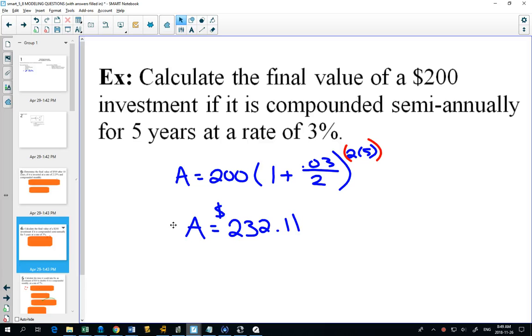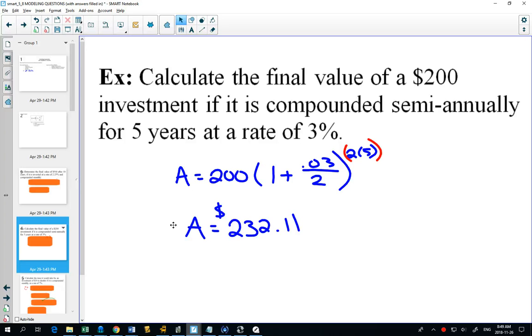Did you get $232.11? Depending on your calculator, if you have a calculator that has math print like mine, you can type it in exactly as you see. But I came around and some of you have the older version of the calculator. You're going to need to put an extra set of brackets around your exponent because otherwise your calculator will just put one of those numbers to the exponent.